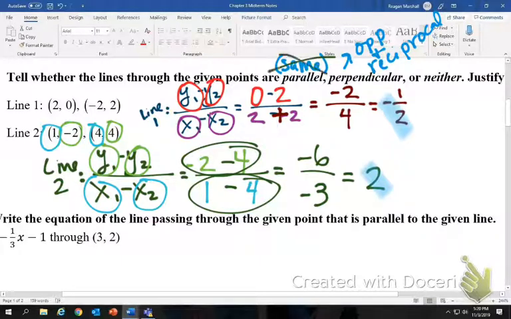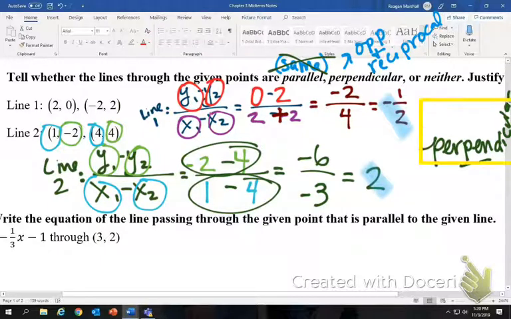So let's compare these 2 slopes. They're definitely not the same, but are they opposite sign and the flipped version? One is a negative and one is a positive, so that's good. And then the flipped version means 2 is invisibly over 1. So 2 is the reciprocal version of 1/2. So these 2 are perpendicular. Perpendicular. Okay. Ta-da!